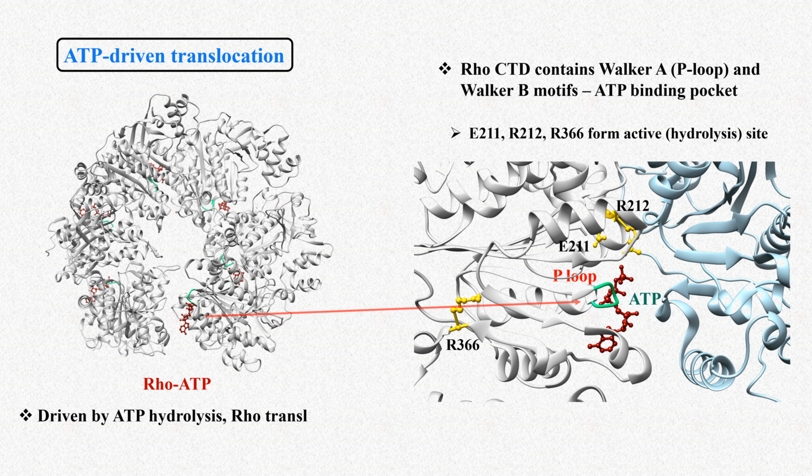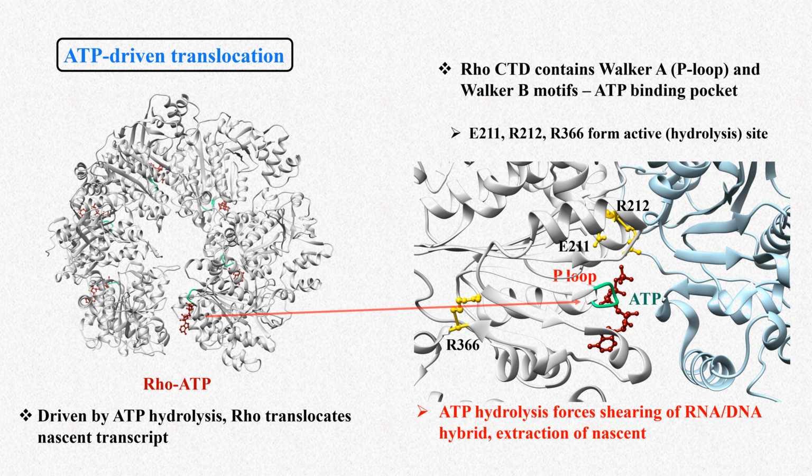Now, driven by ATP hydrolysis, the enzyme translocates along the nascent transcript. ATP hydrolysis further forces shearing of the RNA-DNA hybrid, extraction of the nascent transcript, and collapse of the elongation complex, leading to the release of the DNA template.